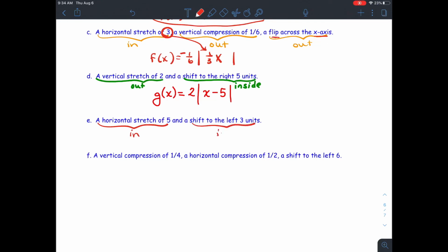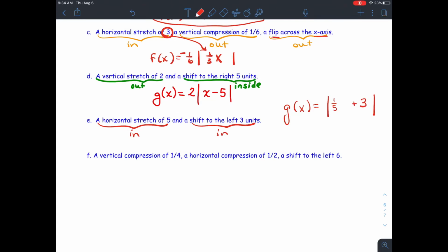Let's take a look at this one. A horizontal stretch of 5 and a shift to the left 3 units. Now this is where it can get a little bit tricky. These are both inside, and this is what we were talking about in this lesson, how you have to be careful if you have 2 things happening on the inside and one of them is a shift. This is what most people would say. Please do not write this down. This would be incorrect, okay?